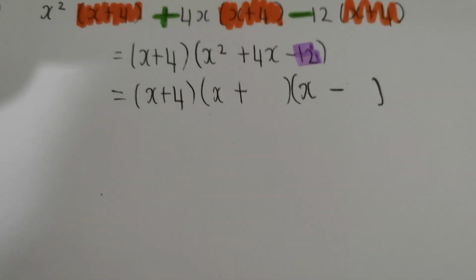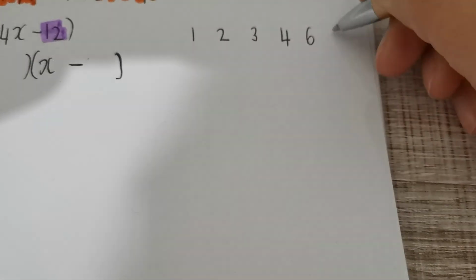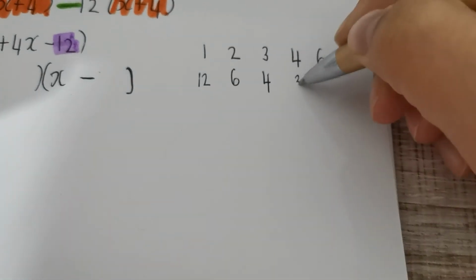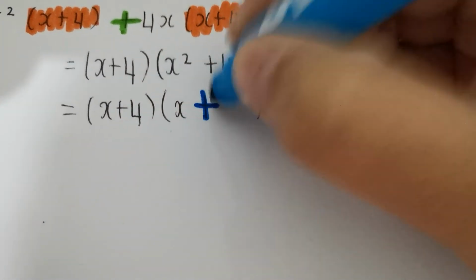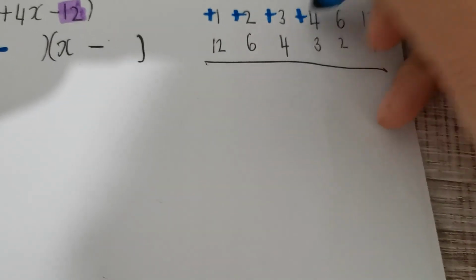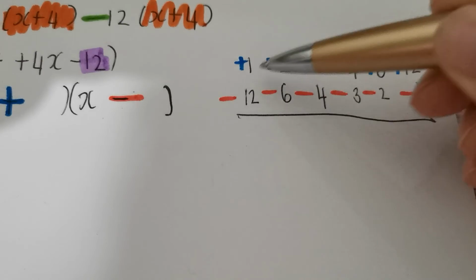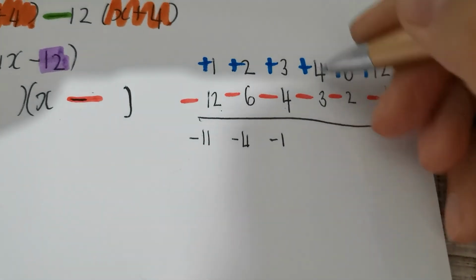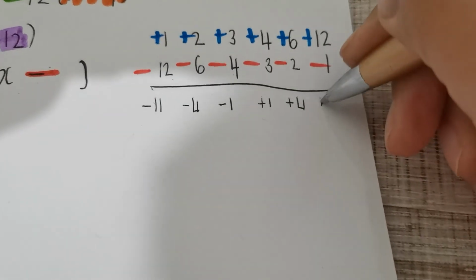12. I need the factors of 12, which are 1, 2, 3, 4, 6, 12. Oh, quite a few. Okay. Reverse 12, 6, 4, 3, 2, 1. All right. Let's go again with our blue and pink. Add and subtracting. 1 minus 12, negative 11. 2 minus 6, negative 4. 3 minus 4, negative 1. 4 minus 3, positive 1. 6 minus 2, positive 4. 12 minus 1, positive 11.